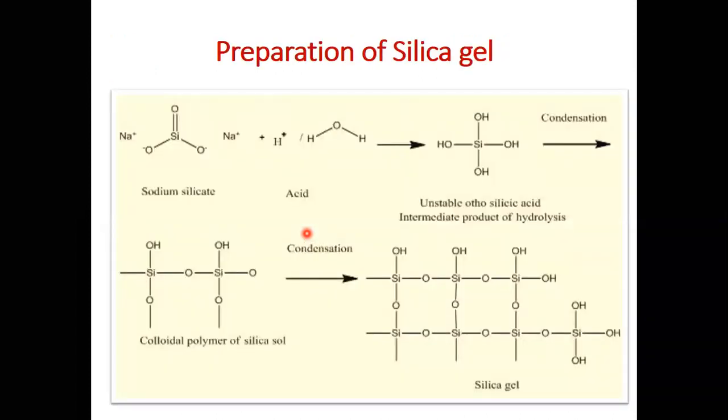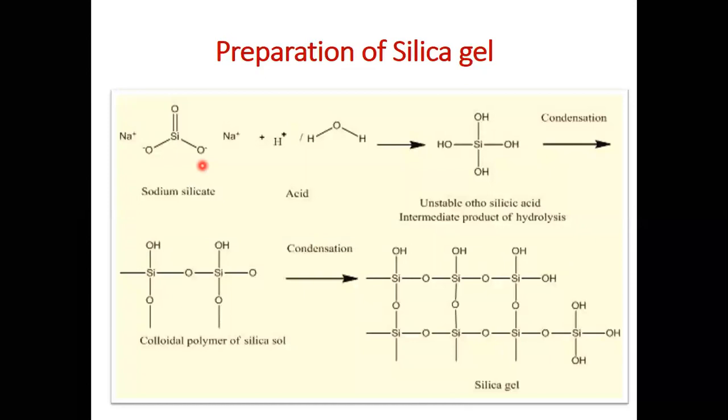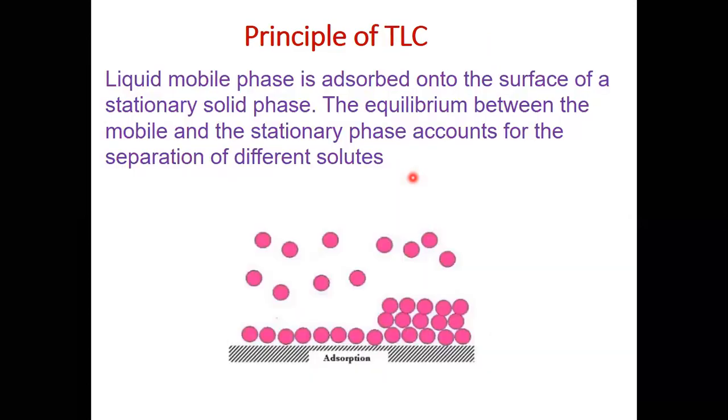This slide shows the preparation of silica gel. Silica gel is prepared from sodium silicate in an acidic medium. First, there is the formation of orthosilicic acid. Orthosilicic acid, after condensation, is converted into a colloidal polymer, and this colloidal polymer, after condensation and cross-linking, is converted into silica gel.